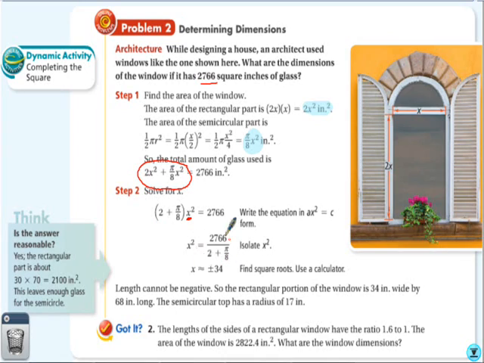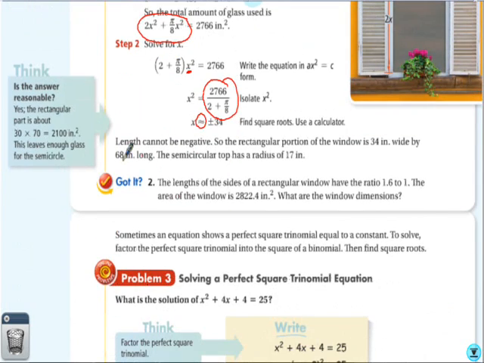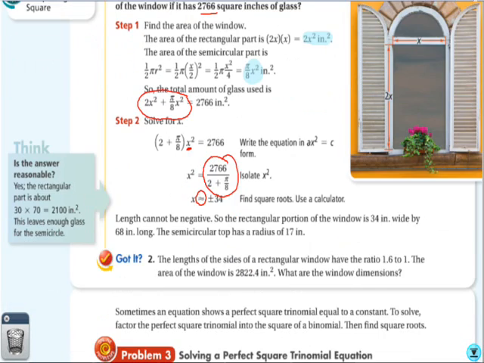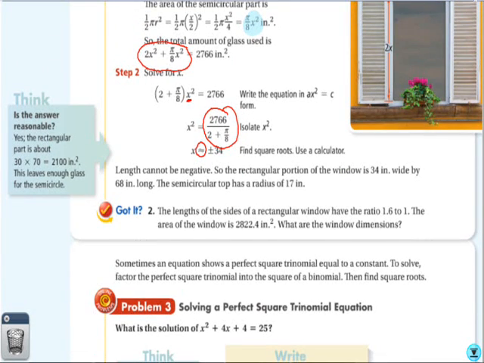And then you can do this big mess of a problem in your calculator. And you'll notice that they put about 34, so it's not exactly correct. Okay. Length can't be negative, so we don't need the negative 34 as part of our answer. So we know that it's a positive 34. And then the semicircular top has a radius of 17 inches. We have to make sure we answer the question, so we have to make sure that we say what's what.